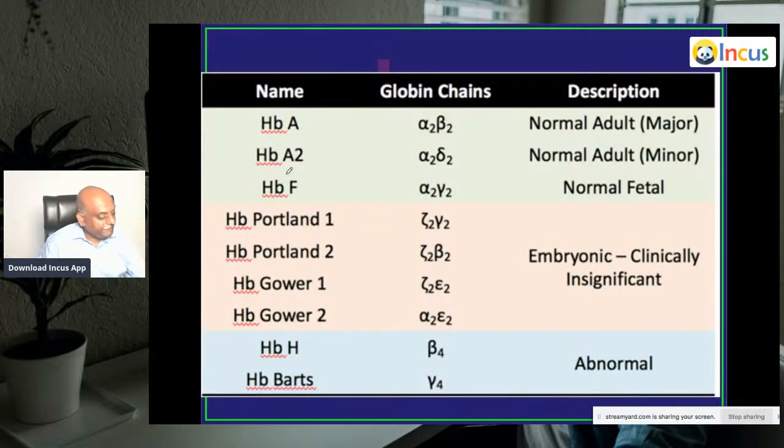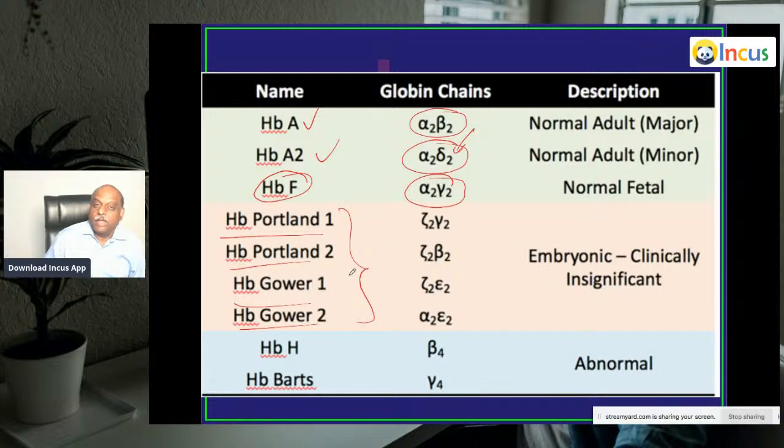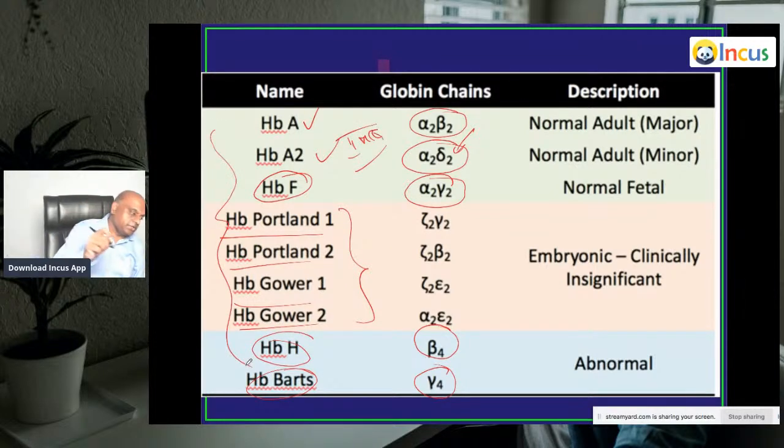So, different types of hemoglobins and the composition of their chains is a favorite question. HbA is alpha 2 beta 2, HbA2 is alpha 2 delta 2, HbF is alpha 2 gamma 2. Similarly, Hb Portland 1, Portland 2, Hb Gower 1 and Gower 2 are called embryonic hemoglobins. HbH is beta 4, Hb Bart is gamma 4. Commonly, one MCQ will come from the composition of these various hemoglobins. What is the structure? Definitely will be asked.